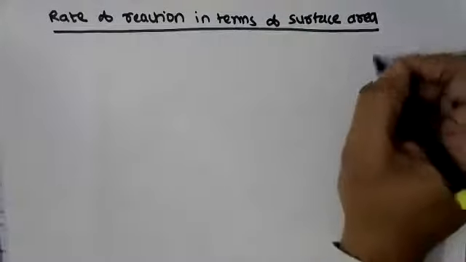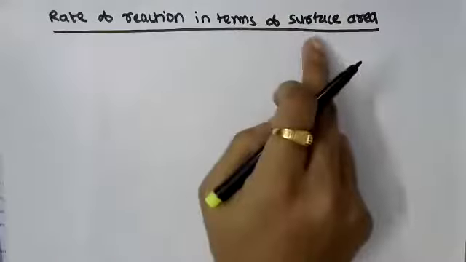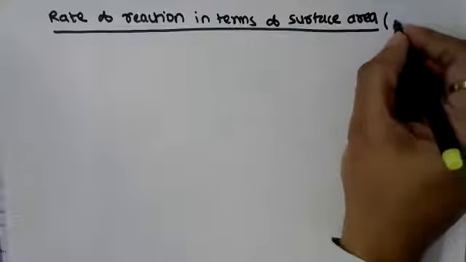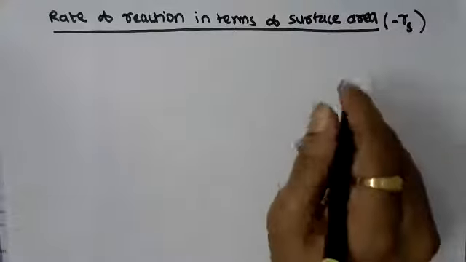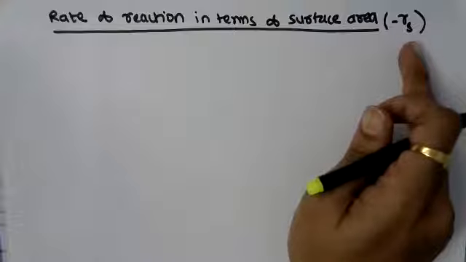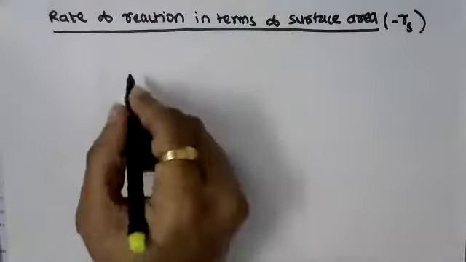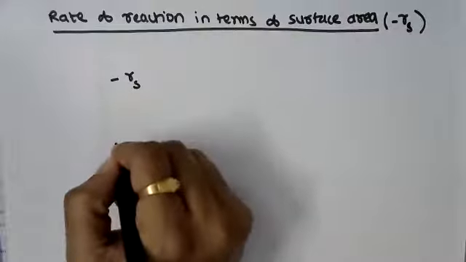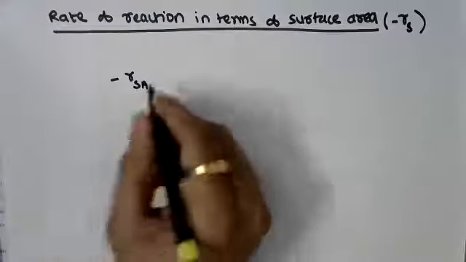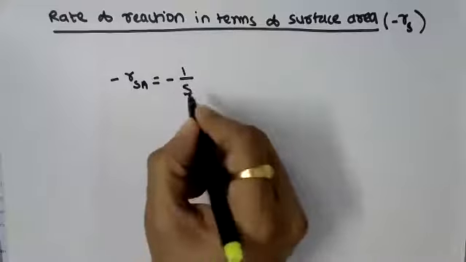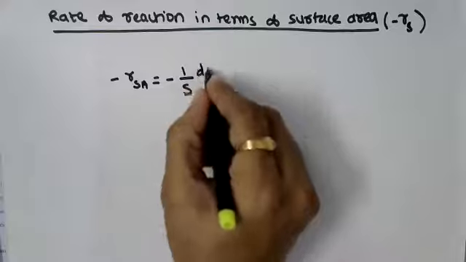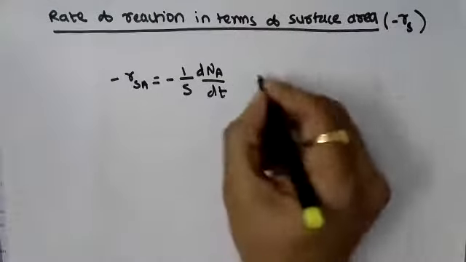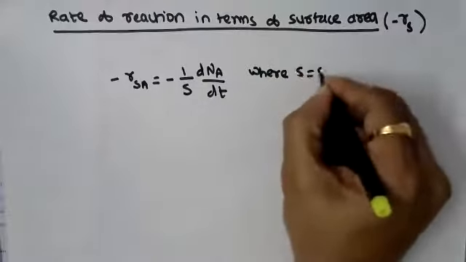Now suppose the surface area of the catalyst is considered, and say I am denoting it as minus Rs, the rate of reaction expressed in terms of surface area, then I will write it as minus Rs'A is equal to minus 1 upon S dNA by dt, where S is equal to surface area.